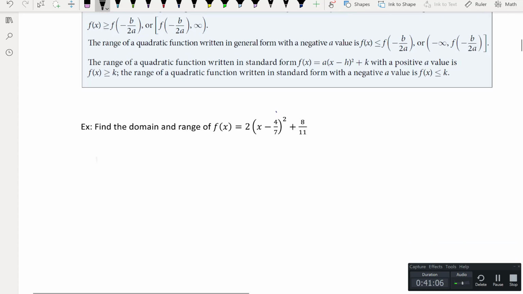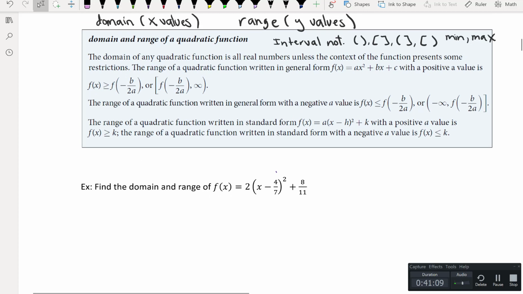Okay, so it says find the domain and range of this function. If I'm thinking about the domain, for the most part, the domain is always going to be from negative infinity to positive infinity. So the domain is all the real numbers, unless it's something weird. Here, there's nothing weird about this, so my domain goes from negative infinity to positive infinity.